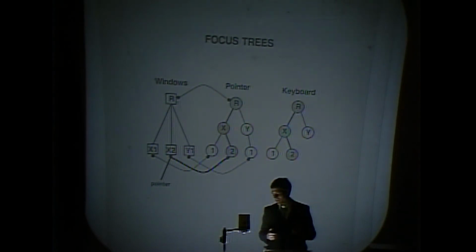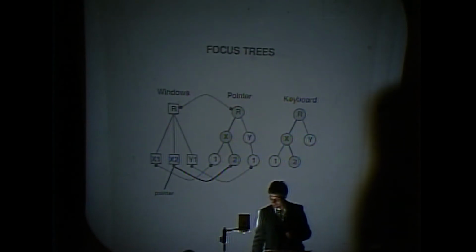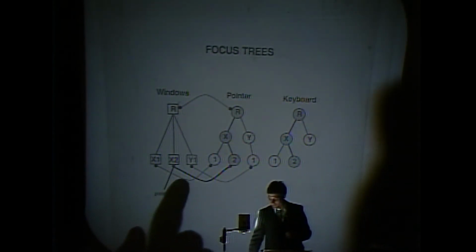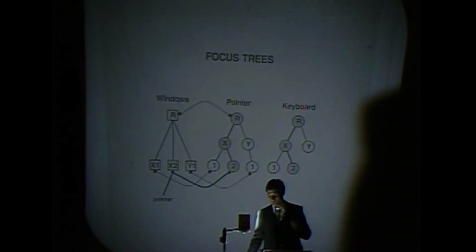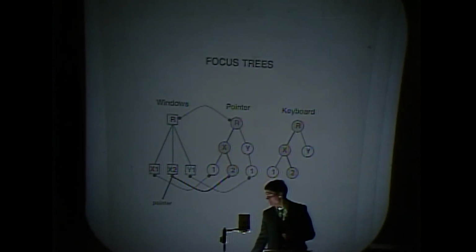We have a separate focus tree for the pointer and for the keyboard so that they can have separate focuses. In this example, I think I'm showing that the pointer is in window X2, so you activate the focus path associated with that. That would be the kind of routing where the window that contains the pointer is the window that gets the event.